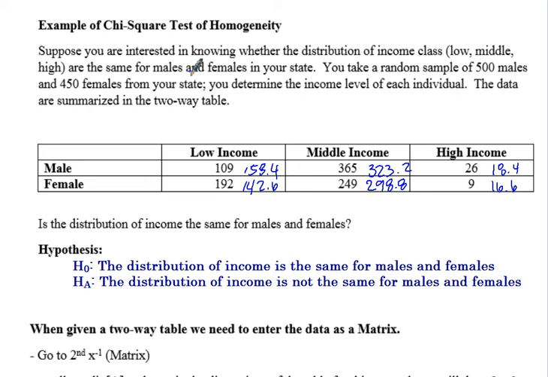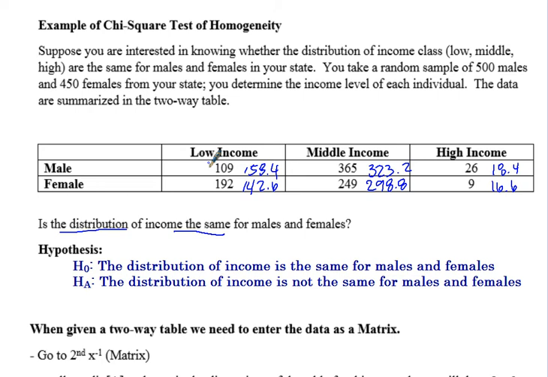It says here that we take a random sample of 500 males and 450 females from your state, and we determine the income level for each individual. The data is summarized in the two-way table, and what we're asking is: is the distribution of income the same for males and females? When we're asking the question of is the distribution the same, that is a test of homogeneity.